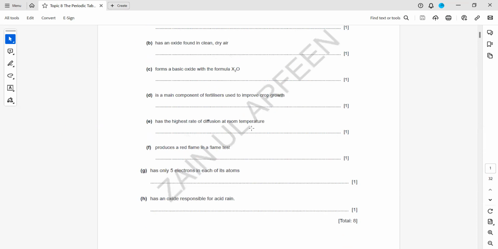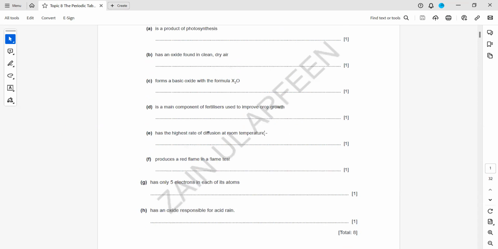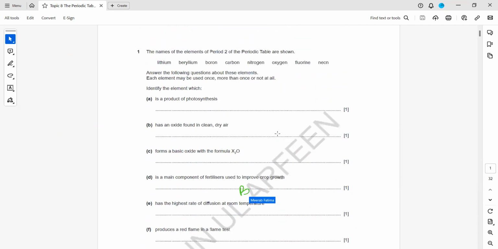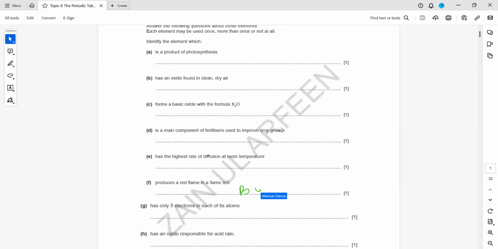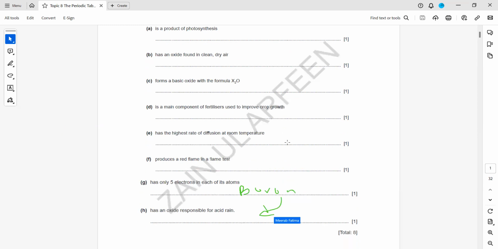Has 5 electrons in each of its atoms. 5 electrons. So which one is it? That is boron. When you check the periodic table, boron has 5 electrons.